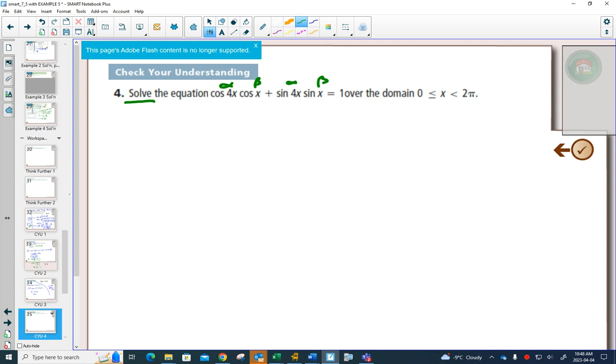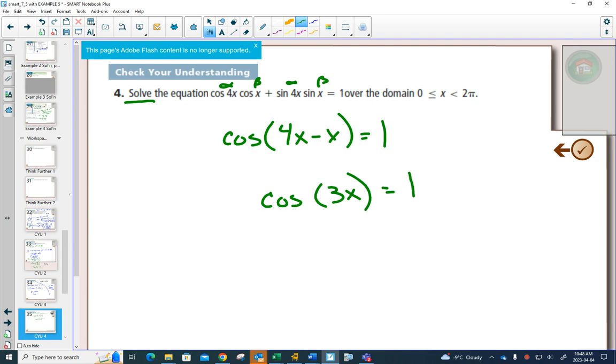So the first thing I'm going to do in this question is use my formula on the left-hand side and switch all four of those to cos 4x minus x. That reduces this to cos 3x equals 1.